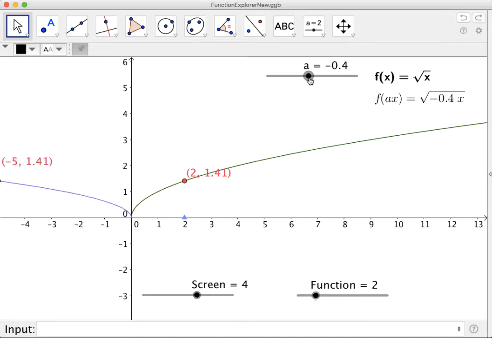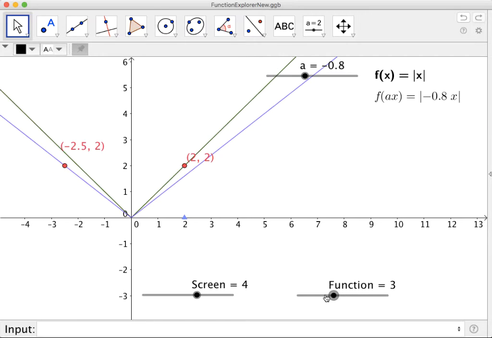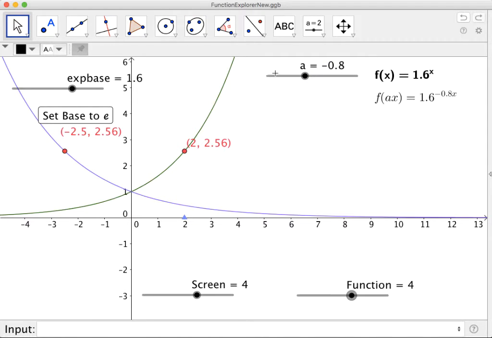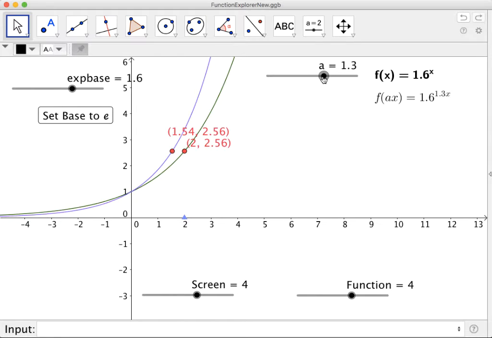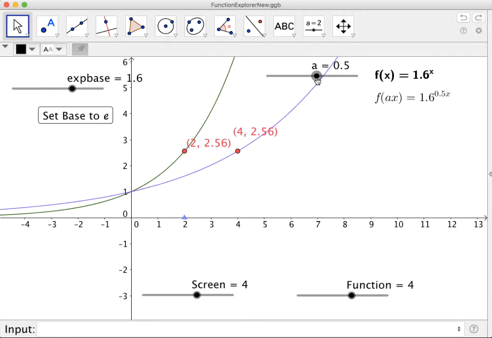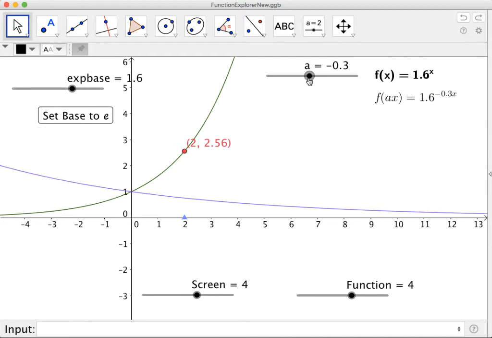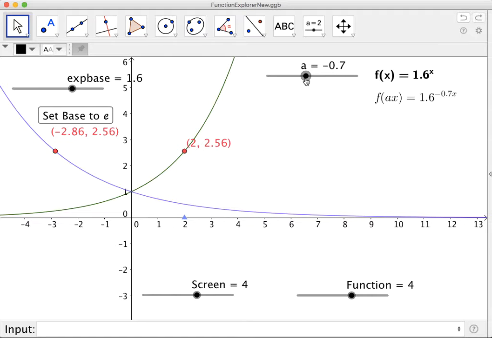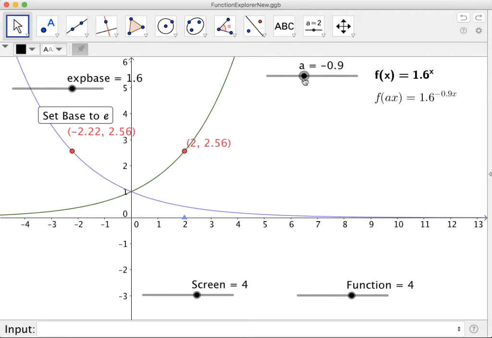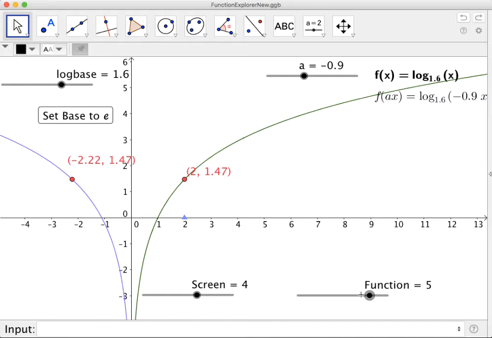So here, when a is negative, it swings this function around to the left side. For our, let's say, exponential function, when a is positive, it just narrows it. When a is less than 1, it broadens it. And when a is negative, it just spins it across the y-axis, and that's going to be true with our log functions as well.